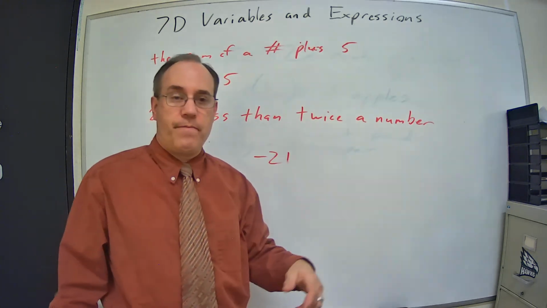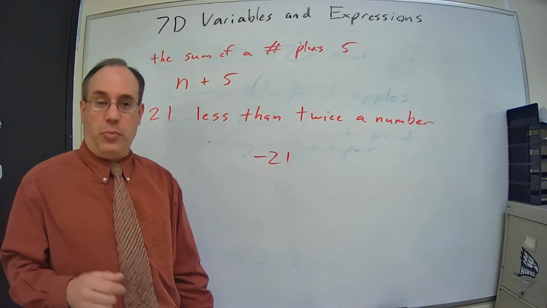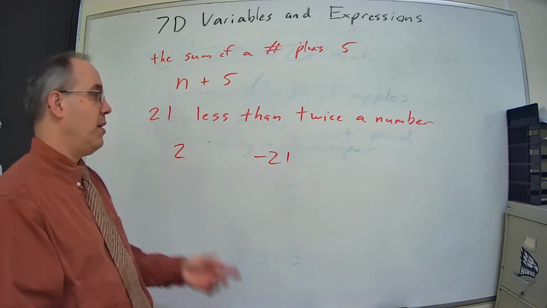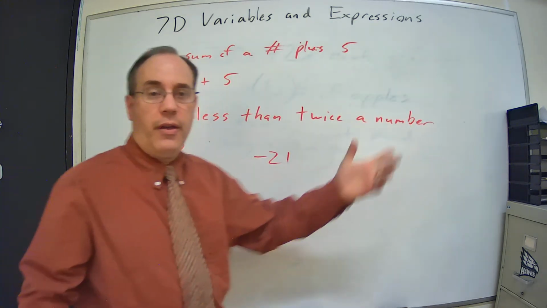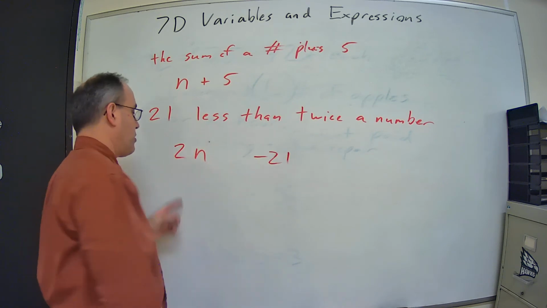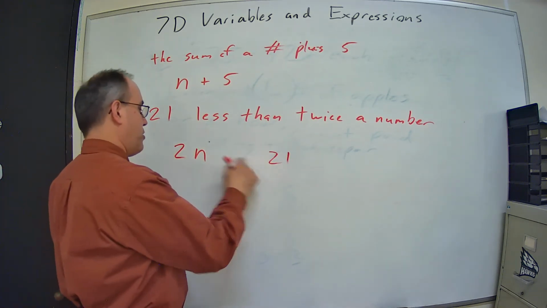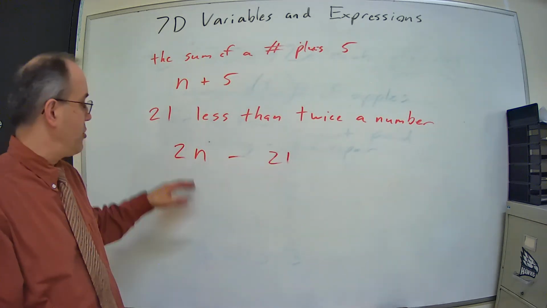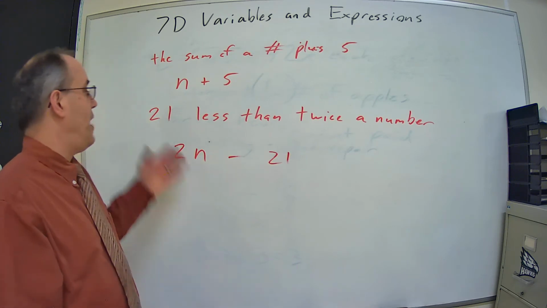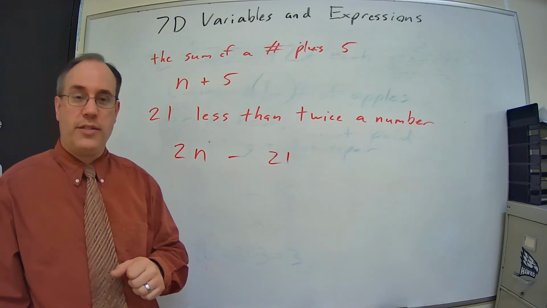Twice a number. Well, what does twice mean? Twice means to double or to multiply by 2. So I got 2 times something. 2 times what? A number. So a number could be any number, right? So that's a variable. So 2 times n minus 21. Let me put this here so it looks a little better. So 2 times n minus 21. That's just the same. 21 less than twice a number.